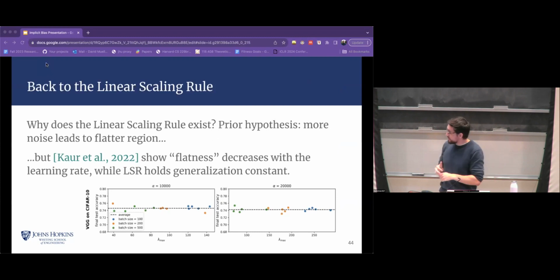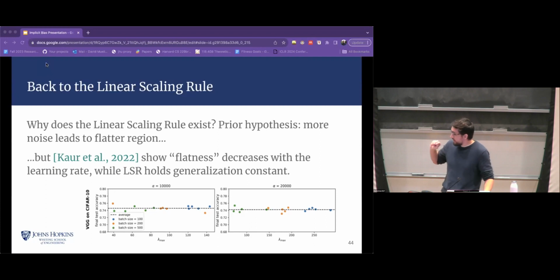So to really dig into this, we need to actually understand why the linear scaling rule works, right? Why does it hold? It's sort of a curiosity, and it's not something that's perfectly understood. So I previously mentioned that a prior hypothesis is that more noise of the correct type, and I say correct type because you can't just add Gaussian noise to your gradient, it really is dependent on your batch size, but that more noise of the correct type can lead us to flatter regions, flatter minima in the loss landscape, right? But it's recently become a more and more popular notion that flatness is not actually connected to generalization as tightly as we think.